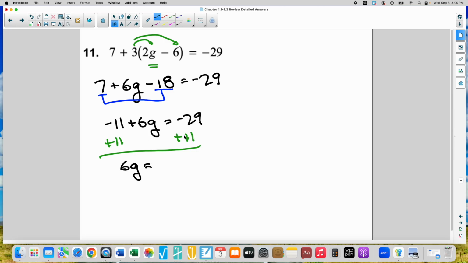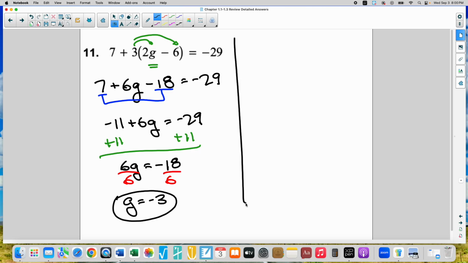signs are different, so I'm going to take the smaller from the larger. So that is negative 18. I have more negatives than positives. I'm going to divide by 6, and I get g equals negative 3.